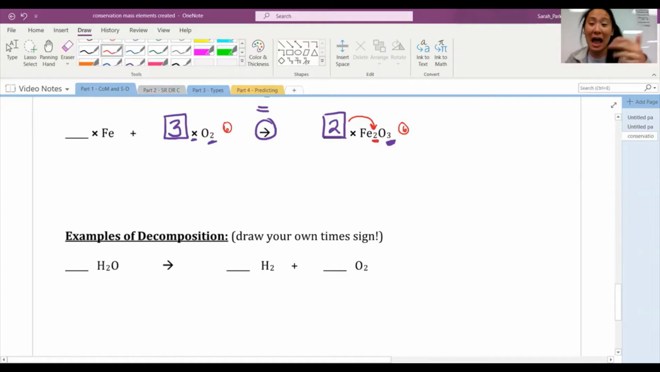So how many irons do I have? 2 times 2 is 4. So you're like, okay, I have 4 irons. Over here, I only have 1. So what number times 1 gets me to 4? 4. So if you want to work it that way, you can just do it mentally here. You're like, okay, I have 4 irons on both sides. I have 6 oxygens on both sides.